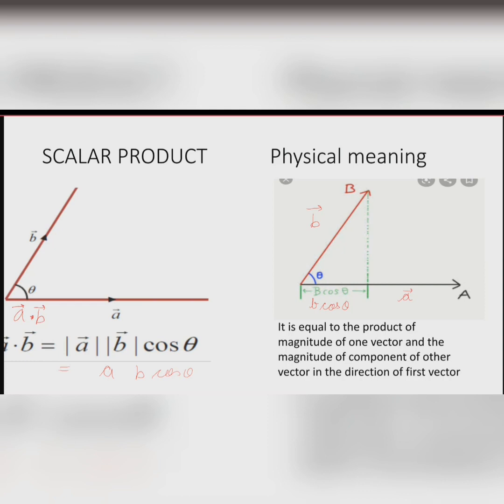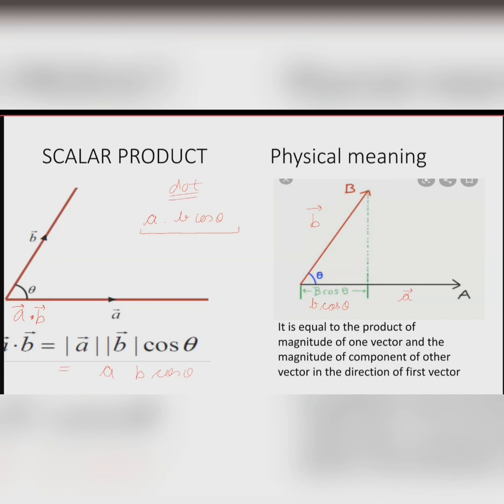So the scalar product is nothing but a simple product of the magnitude of one vector multiplied by the magnitude of the second vector taken in the direction of the first vector. So it is the simple product of A multiplied by the magnitude of the second vector along the first vector, that is B cos theta. So this is my dot product between the two vectors.